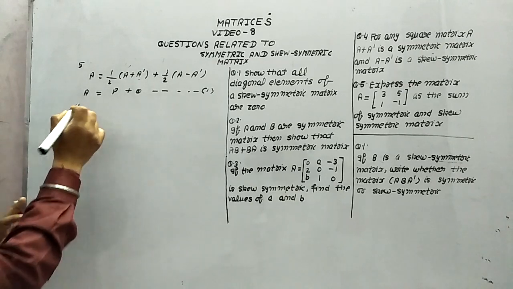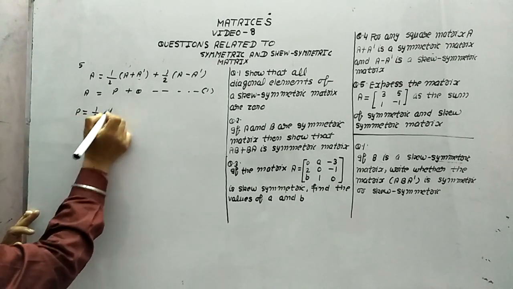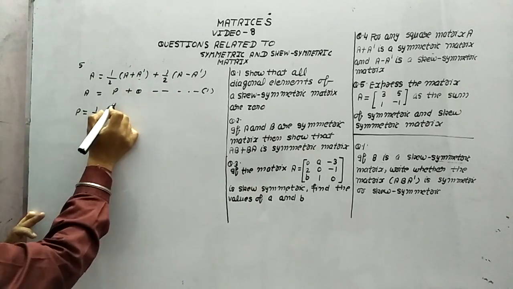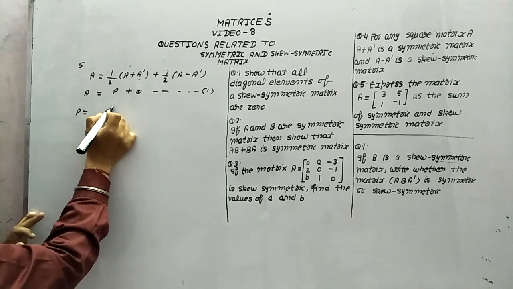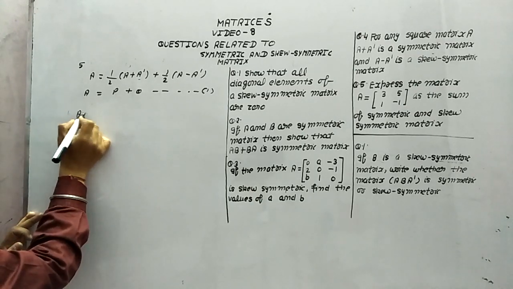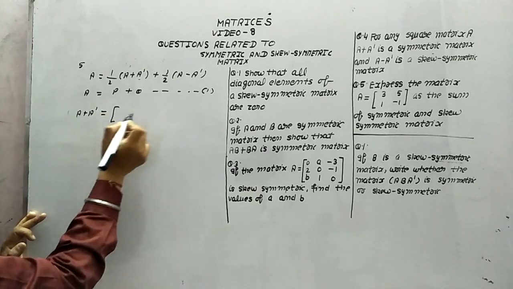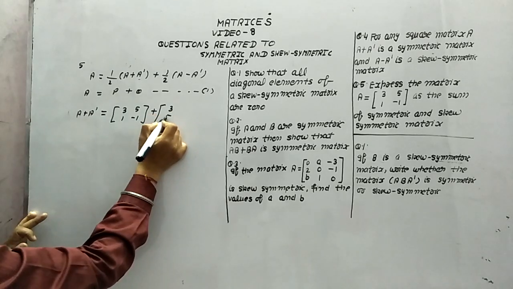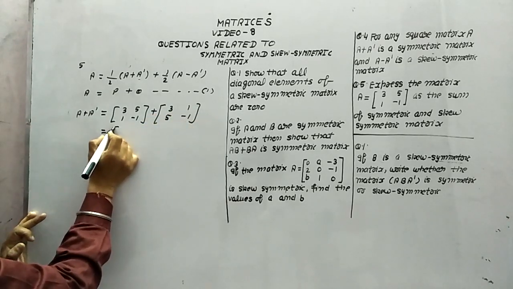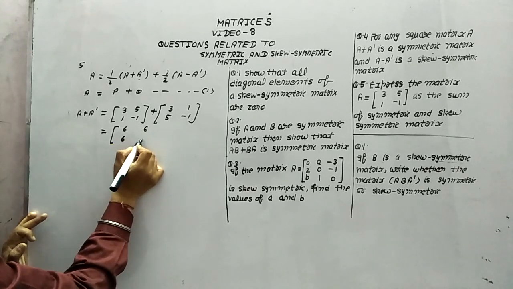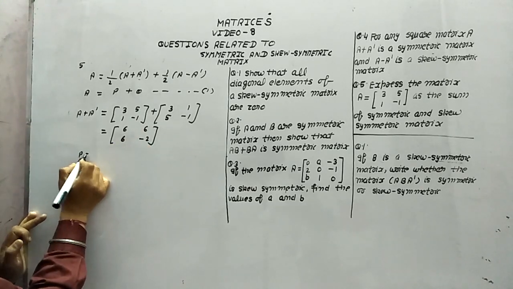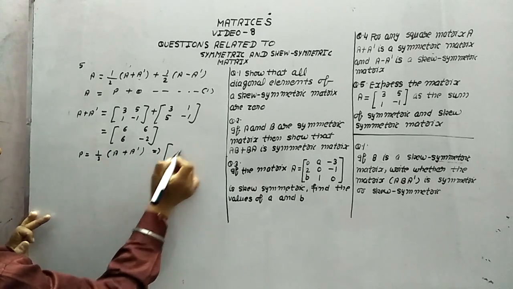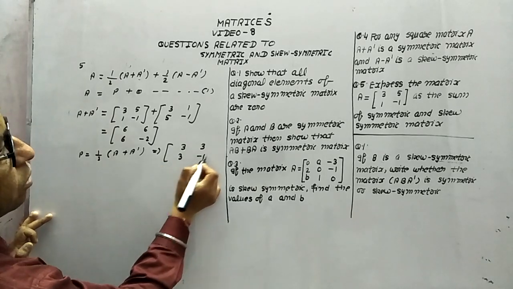So first we will do the calculation for P, but we have to find out half of A plus A dash. We will take half afterward. First we will solve A plus A dash. A plus A dash means, what is A? 3, 1; 5, minus 1, plus A dash, transpose of this: 3, 5; 1, minus 1. Do the addition of this: 6, 6; 6, minus 2. Now P is equal to half of A plus A dash. It means what will come? 3, 3; 3, minus 1. Correct?